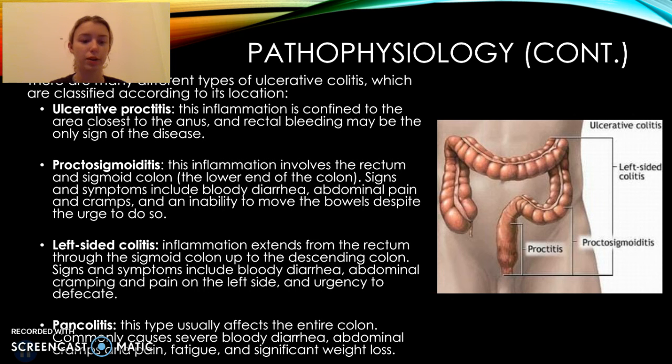And then we move on to left-sided colitis. So with this one, it would reach all the way from basically the anus or rectum all the way through the sigmoid colon and up into the descending colon. So that's quite a bit, and it's all the way up your left side, so there would be a lot of left-sided pain, hence the name left-sided colitis.